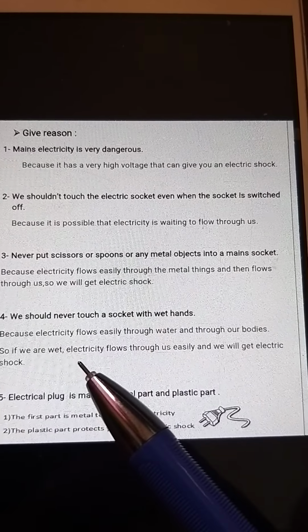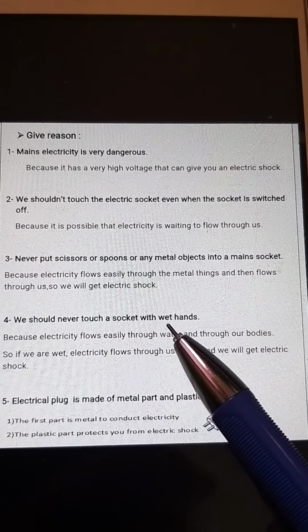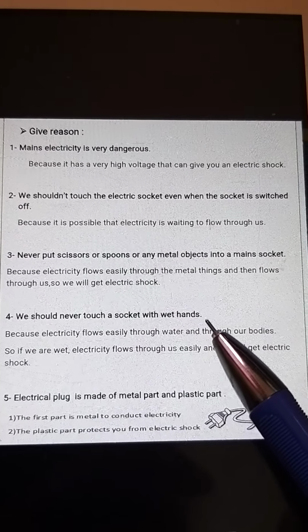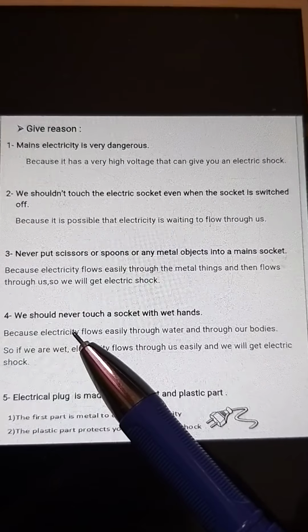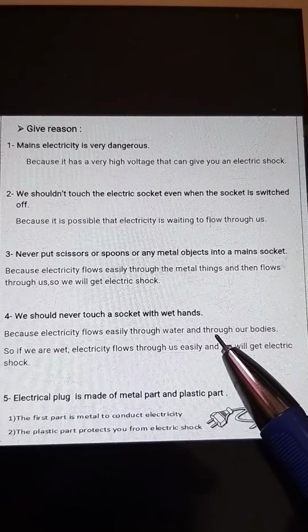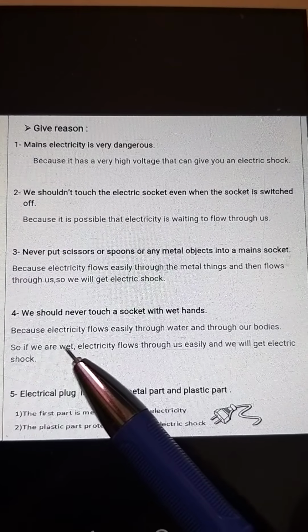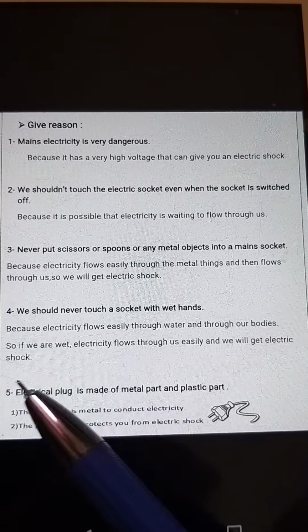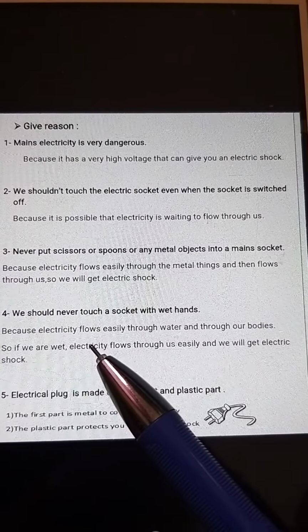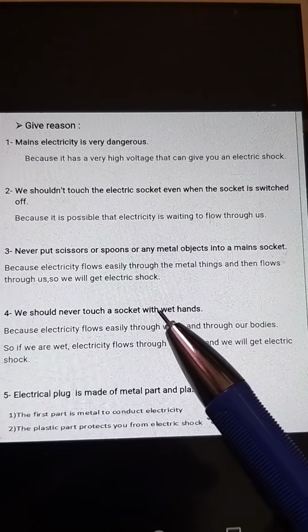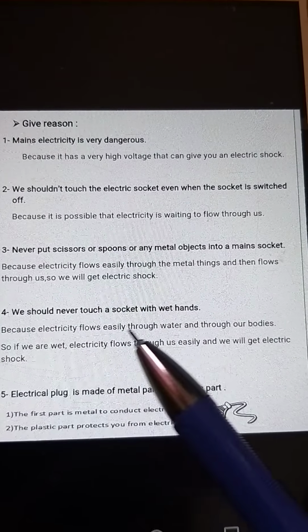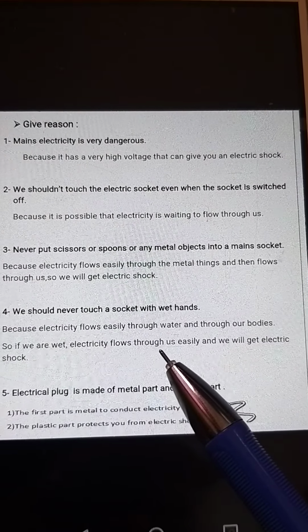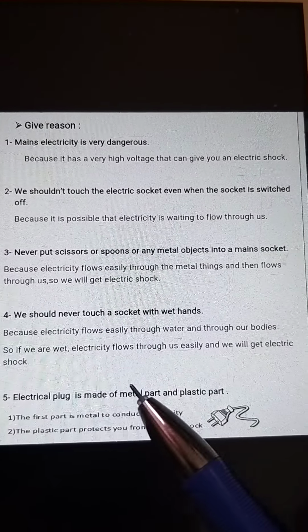get electric shock. Number 4, we should never touch a socket with wet hands. Wet hands means what? There is water in our hands. Why? Because electricity flows easily through water and through our bodies. So if we are wet, not dry, electricity flows through us easily and we will get electric shock.